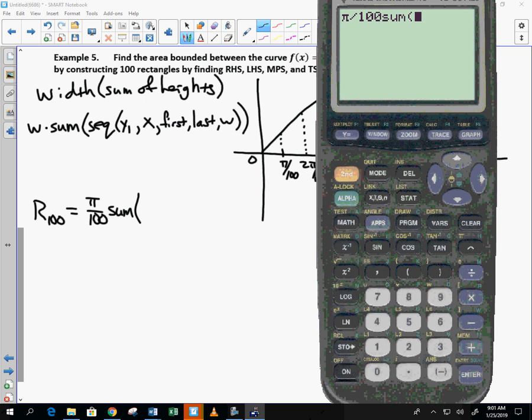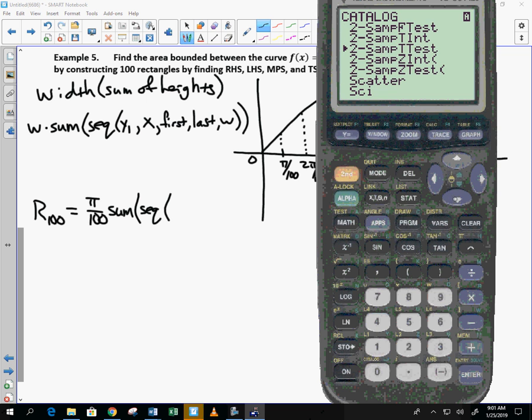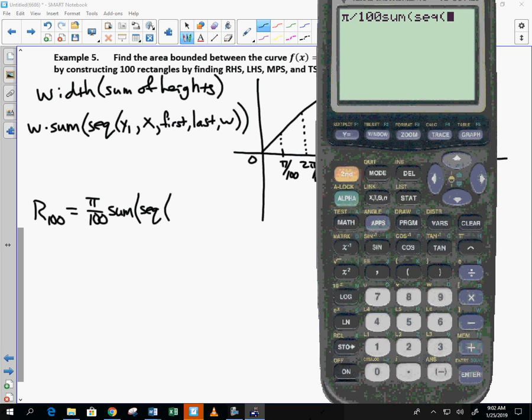Now what? Sequence. What do you think I press? Catalog, then S. Sequence. We're going to do the sequence with the parenthesis after it. Good. Then what? Y1. Now, if you would like to, you could just type the function.